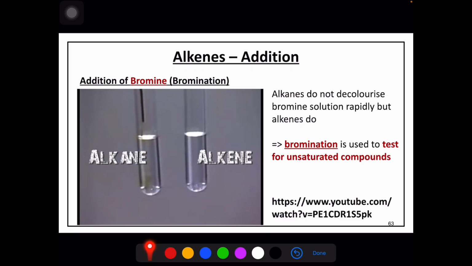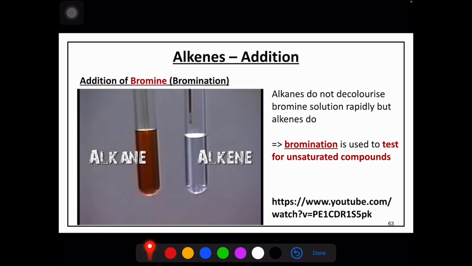Now in the video, they're adding in the reddish brown bromine. Each time you add the reddish brown bromine to the alkane, you realize that it just stays there, and over time the reddish brown bromine continues to remain in color. The whole test tube just turns reddish brown. It doesn't decolorize. So that's why alkane is on the left hand side.